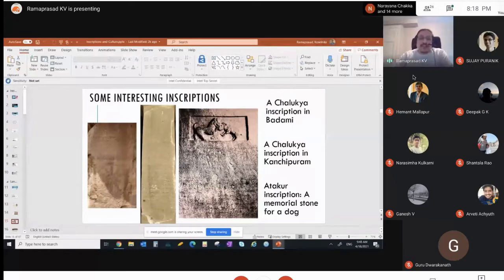So the right side inscription is a very famous inscription. I think this is currently in the Bangalore Museum. This is the Atkor inscription, which is a memorial stone for a dog. Usually, you find memorial stones in lots of villages you might have seen. I don't have a picture of any memorial stone. They are called Veeragallu in Kannada. And mostly you find the highest number of Veeragallu in Karnataka. There are some in Tamil Nadu as well, some probably in Andhra, some in Maharashtra. I don't think it was a very popular type of inscription in the north.